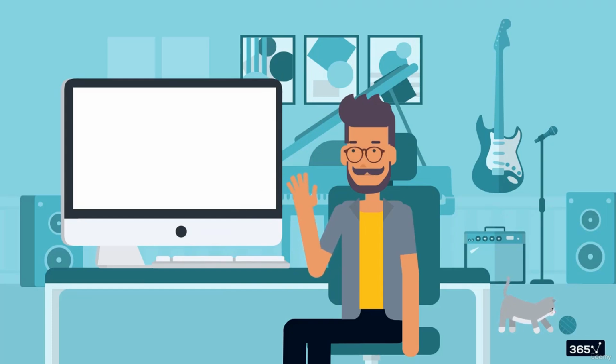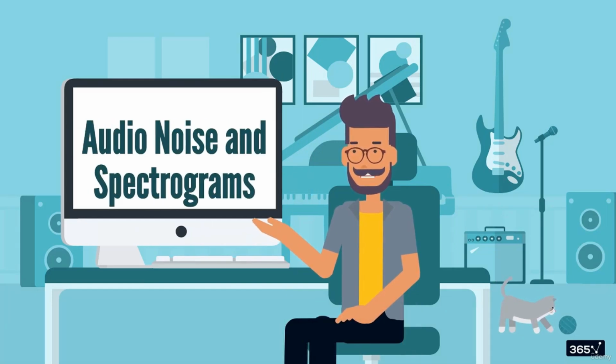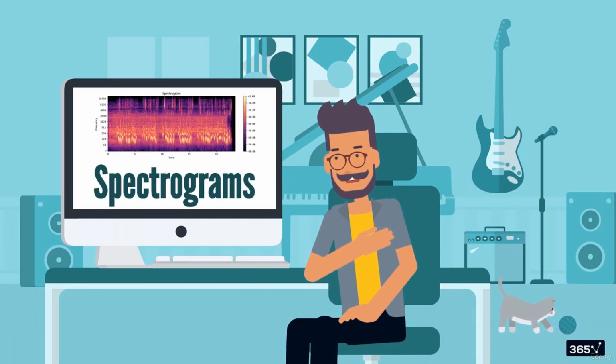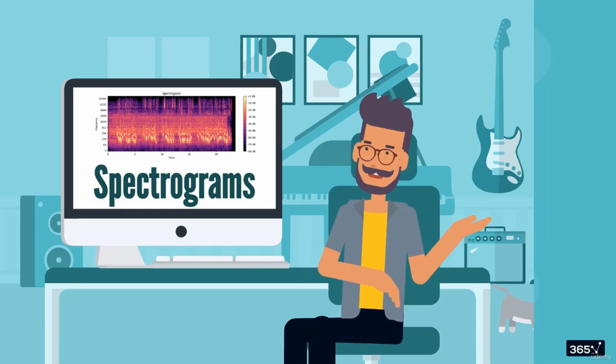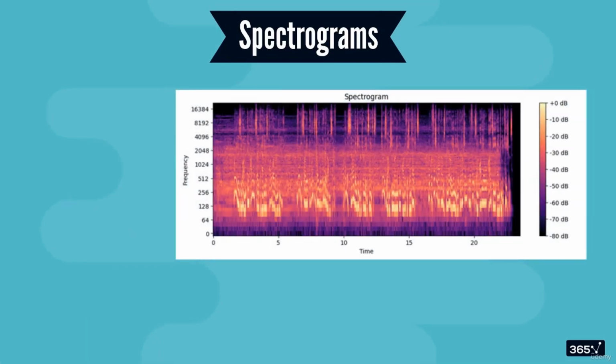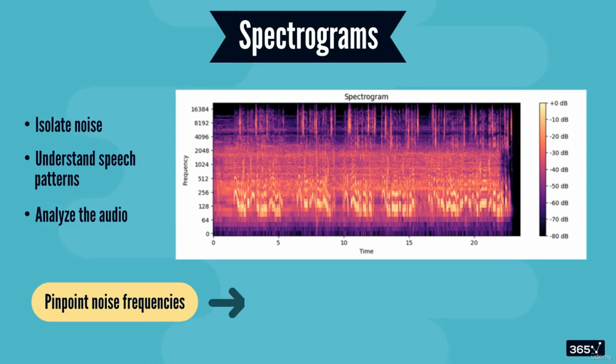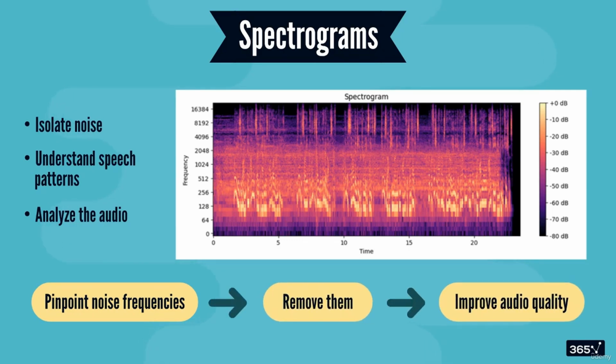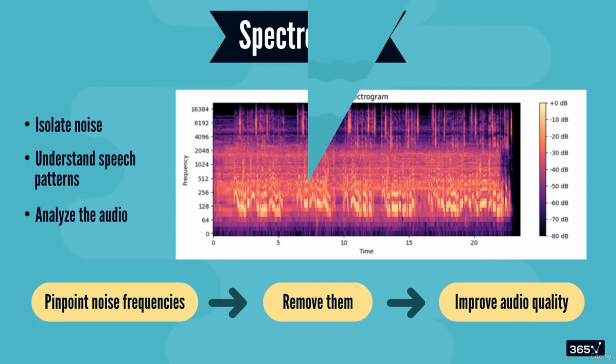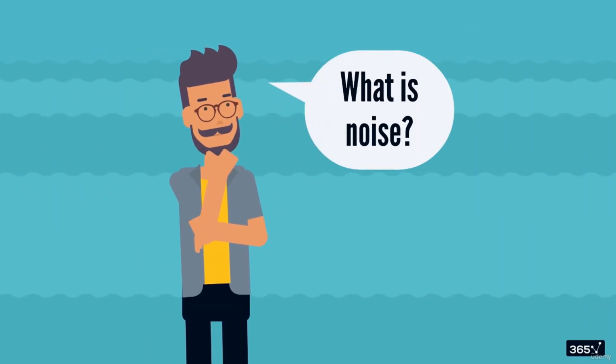Hi and welcome to this lesson on audio noise and spectrograms. Spectrograms are incredibly useful tools in sound processing. They show how the frequency content of a signal changes over time, making it easier to identify and isolate noise, understand speech patterns, and analyze the audio in detail. Spectrograms allow us to pinpoint the frequencies responsible for unwanted noise, remove them, and improve the quality of our audio files. But what exactly is this noise?